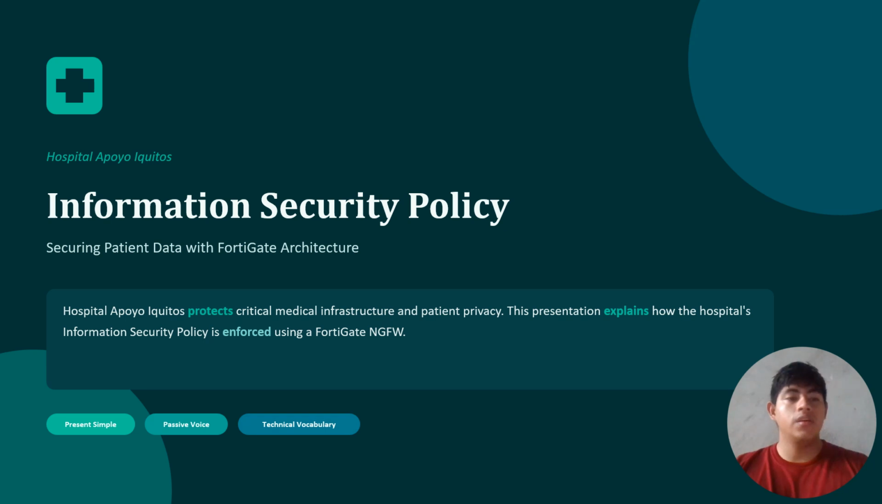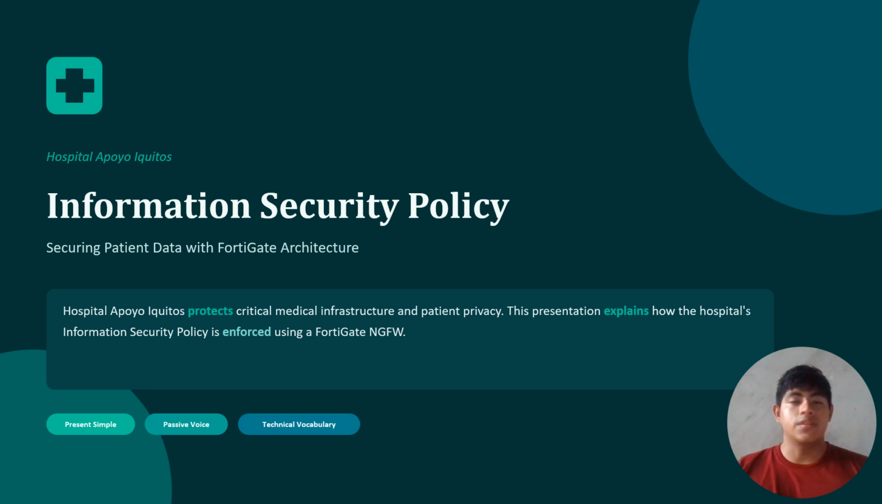Slide 1. Information security policy. Today I will explain to you the information security policy of Hospital Apoyo Iquitos. We will see how patient privacy is protected and how the policy is enforced using a new generation FortiGate firewall.